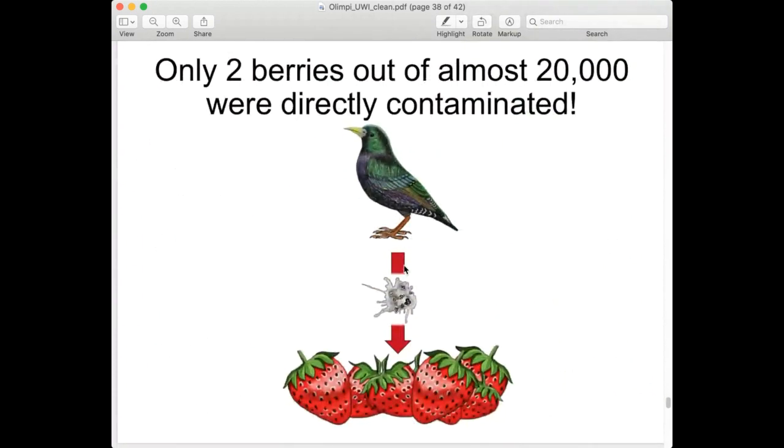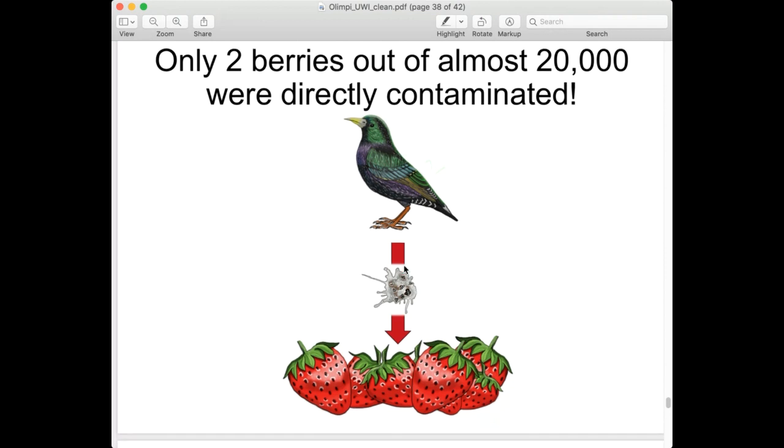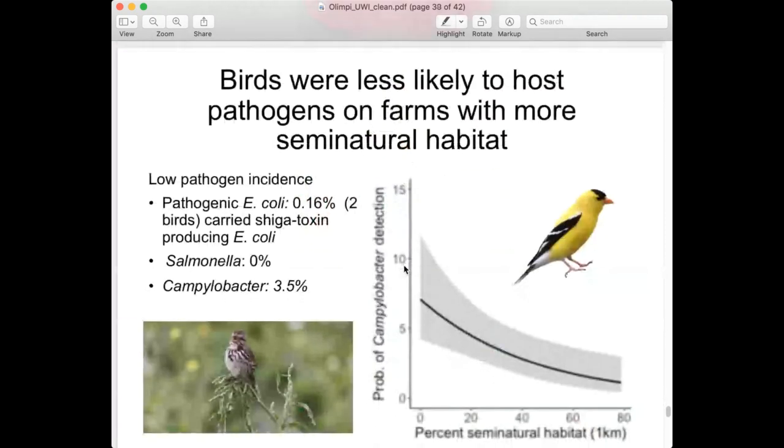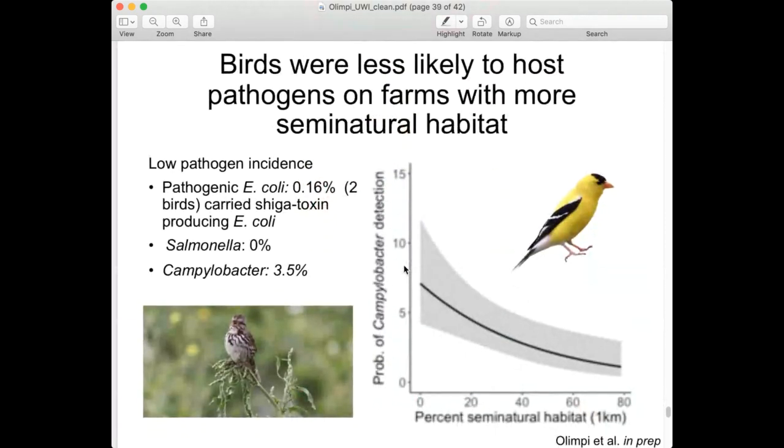So even though we did find fecal contamination in crop fields, only 2 out of almost 20,000 berries that we looked at across the transects and exclosures had direct fecal contamination. So it's not much, but still to assess how much of a risk birds do present to strawberry production, we have to look at pathogen incidence. Next slide, please.